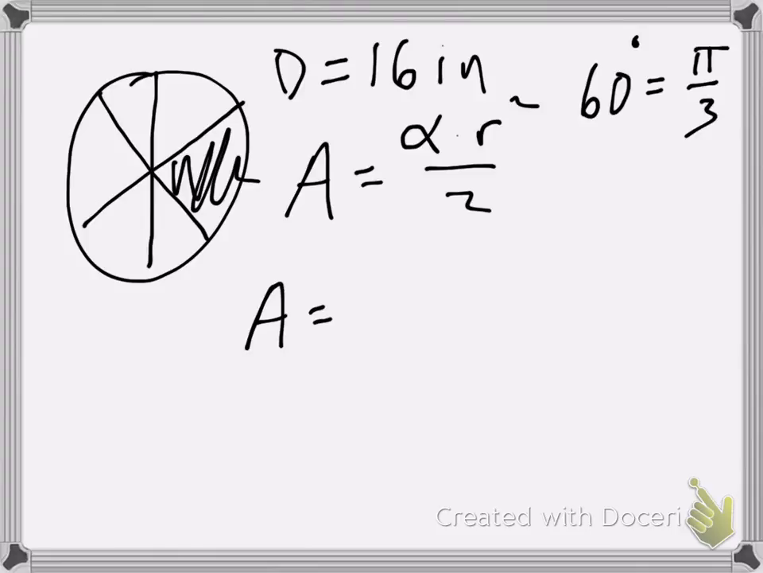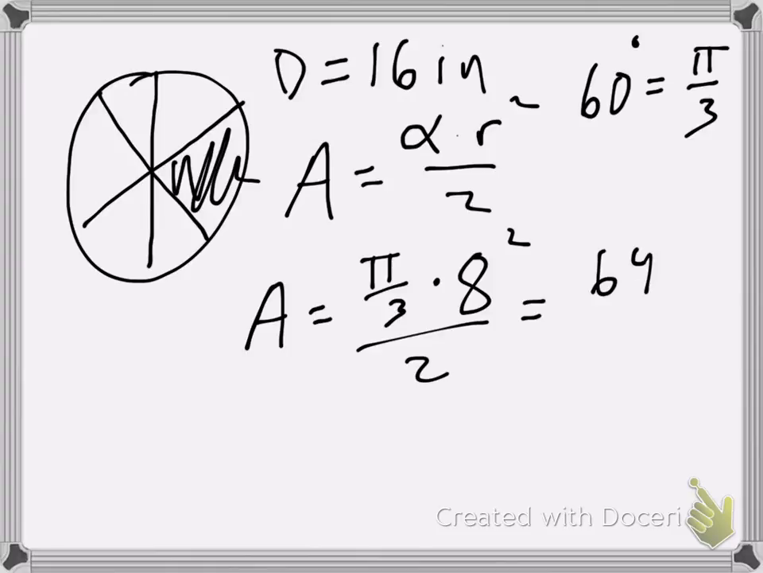So our angle here is going to be, the area here, pi over 3 times the radius squared. Well, radius is going to be 8 inches, so 8 squared over 2. This gives us 64 pi over 6. And I trust that you can use the calculator to figure that out.